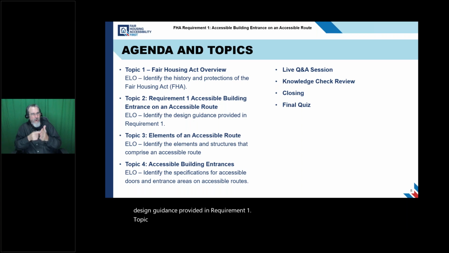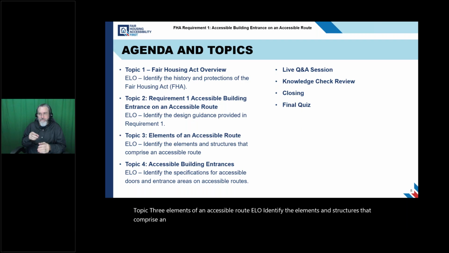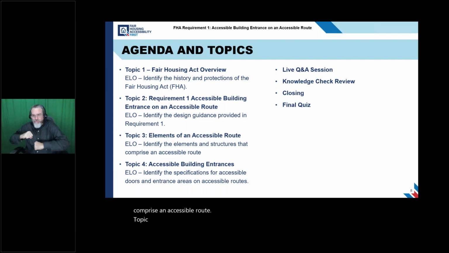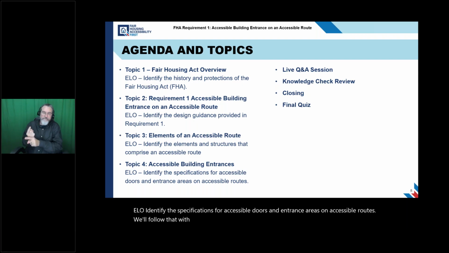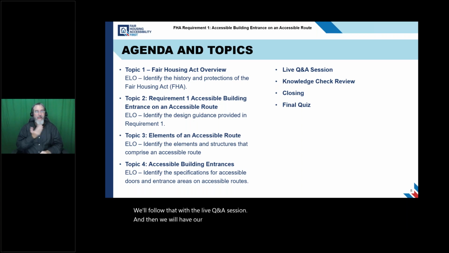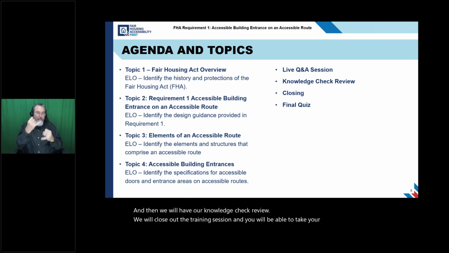Topic 3, elements of an accessible route. ELO, identify the elements and structures that comprise an accessible route. Topic 4, accessible building entrances. ELO, identify the specifications for accessible doors and entrance areas on accessible routes. We'll follow that with a live Q&A session. And then we will have our knowledge check review. We will close out the training session and you will be able to take your final quiz.